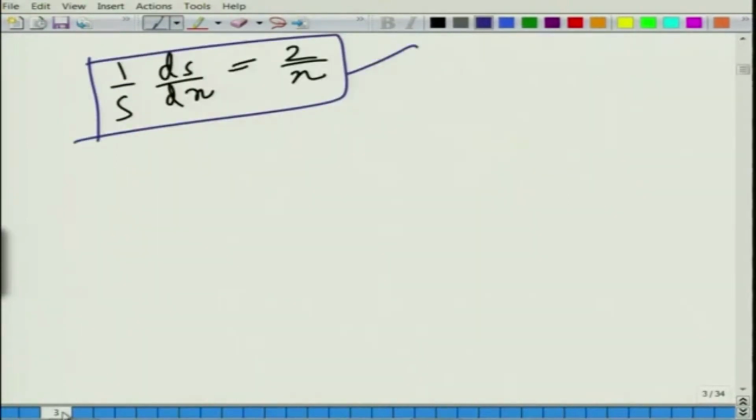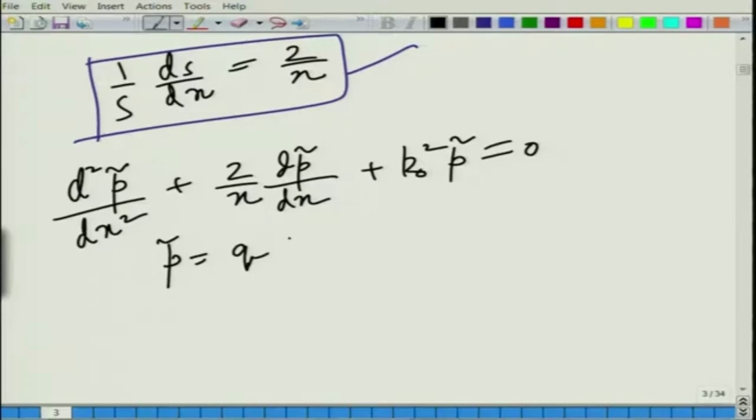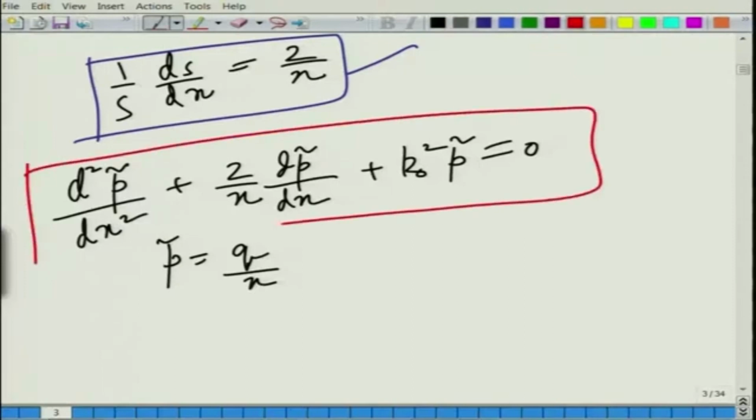So, what do we get? We get d2p by dx2 plus 2 by x dp by dx plus k naught square p is equal to 0. So, how do we go about solving it? It might look a little difficult to solve, but remember we have the transformation. If we put p tilde equal to q by x, where q is another variable, let us see what we get. Let me box this equation.